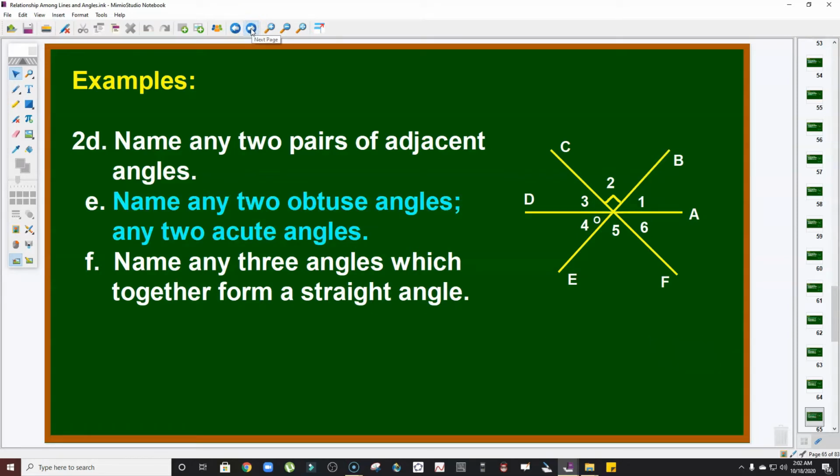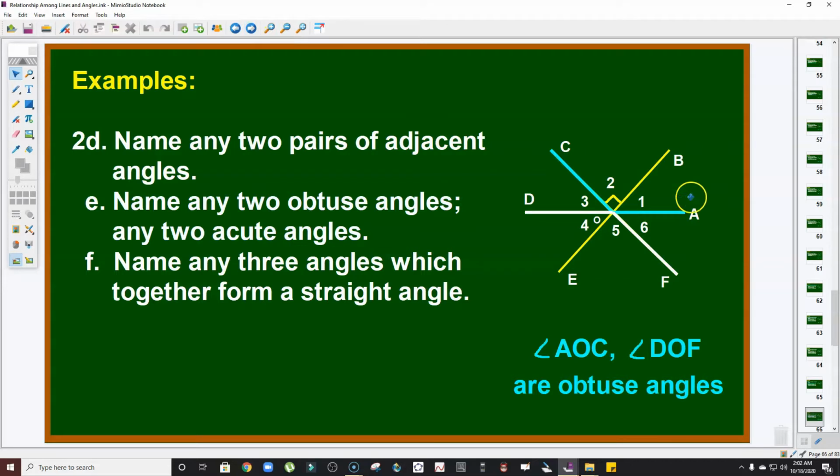Okay. Next. Letter E. Name any two obtuse angles, and any two acute angles. Well, our angle AOC is obtuse. Why? Because this is already 90, then this is added to 90. That's greater than 90 but less than 180. So, therefore, angle AOC and angle DOF are obtuse angles. Why obtuse? Because that's greater than 90 but less than 180.